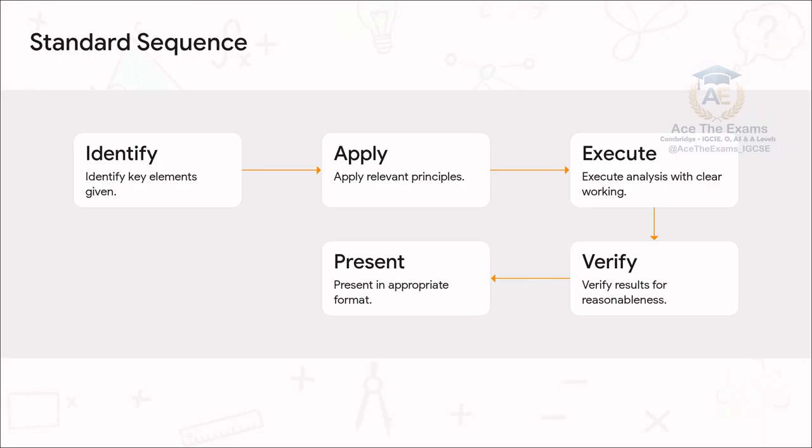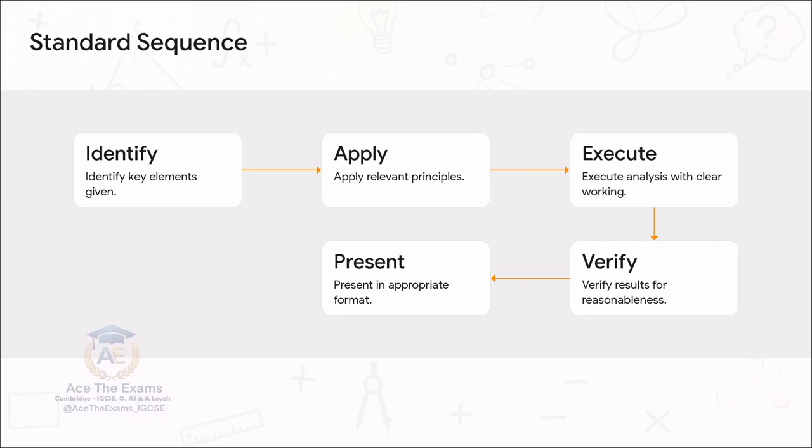Is the particle at rest? That means velocity equals 0. Is it at the origin? That means displacement equals 0. You literally need to write that down. Step 2. Apply relevant principles. If you have displacement and you need velocity, you must state your principle. Differentiating displacement with respect to time gives velocity.